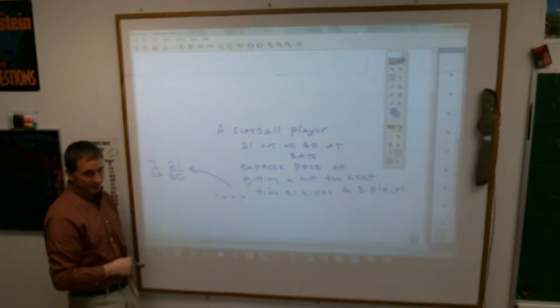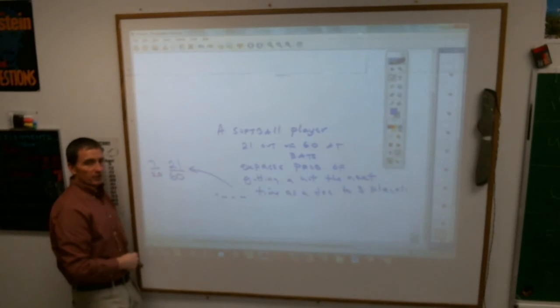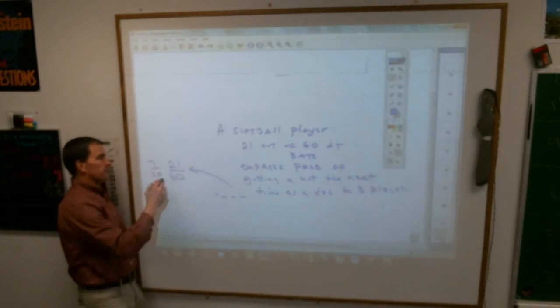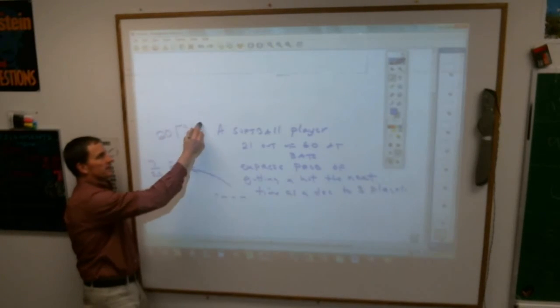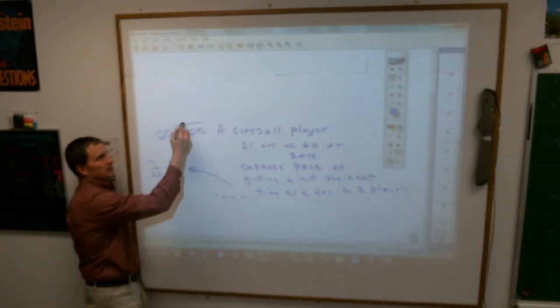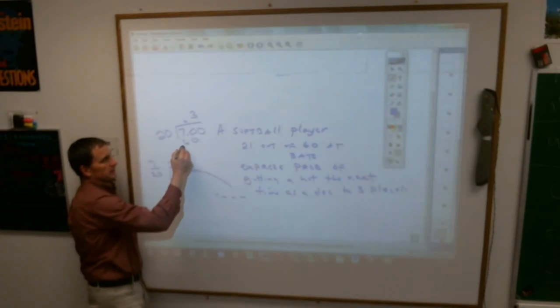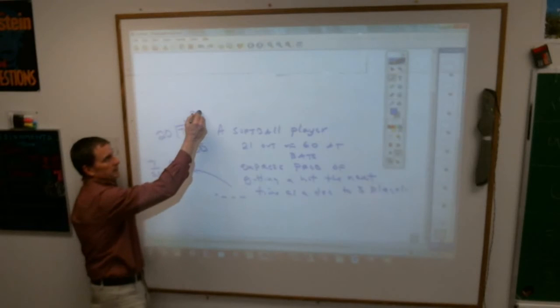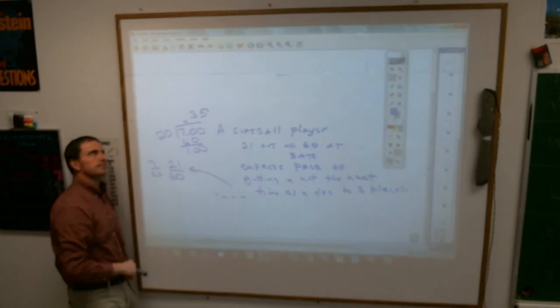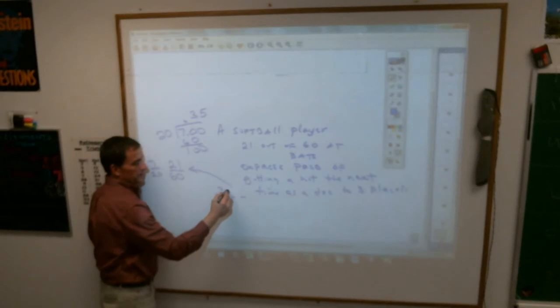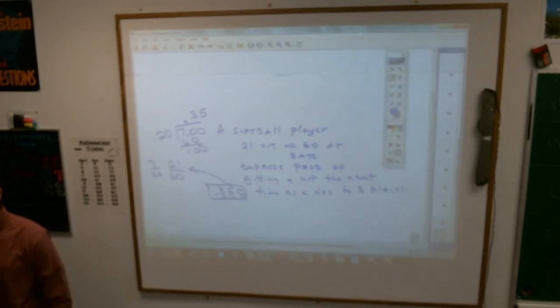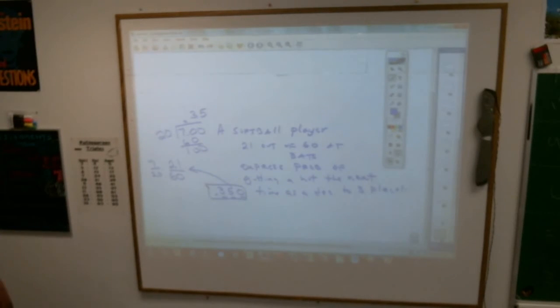7/20 is what decimal? Maybe you know, you could figure it out over 100. If you don't know, just do the division: 20 divided into the top. That gives 0.35. It's 3 decimal places, so you'd write 0.350. That player is batting, as we say, .350. Is that a good batting average? I don't know for a softball player. Maybe not. Open your books, page 403, please.